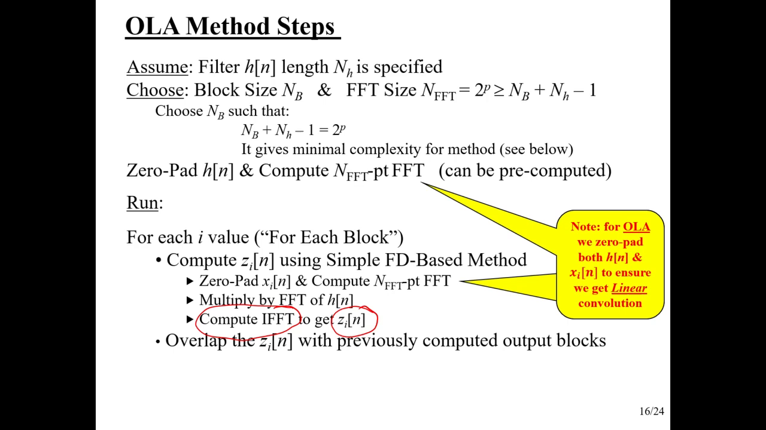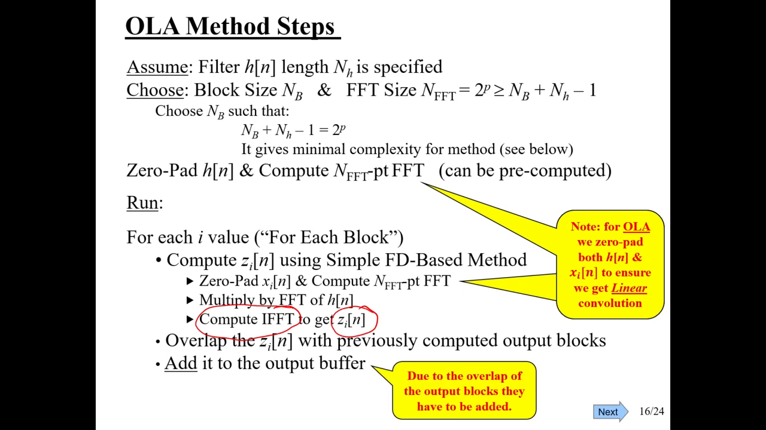So overlap with the previously computed output blocks and add it to the output buffer in the positions where it is possible to do that. So that's it. We just loop through here until we've completed all of our signal samples. So we can handle an arbitrary length signal, exactly what we want to do.